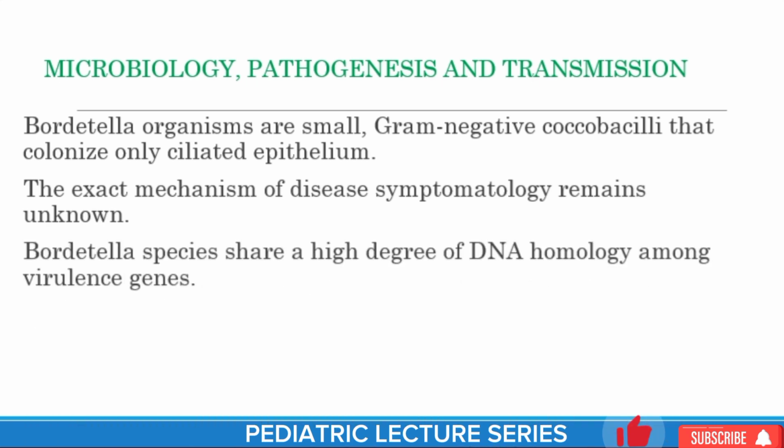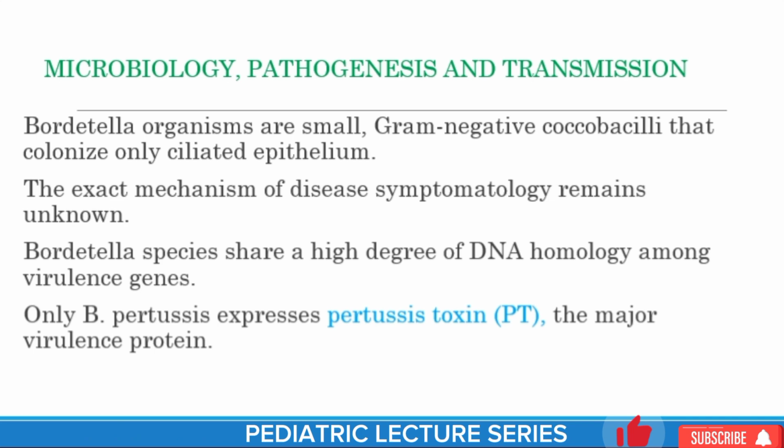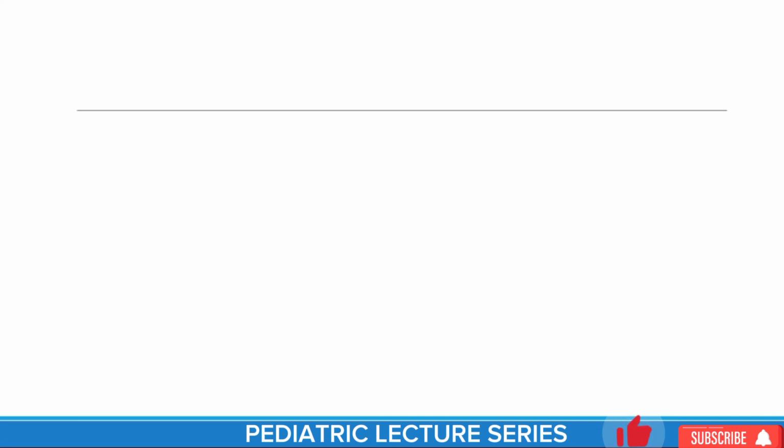However, these species share a high degree of DNA homology among virulence genes. The virulence genes that these species produce, they share part of their DNA. They have similar features in their DNA. But you should note that only B. pertussis expresses the pertussis toxin, which is the major virulence protein.